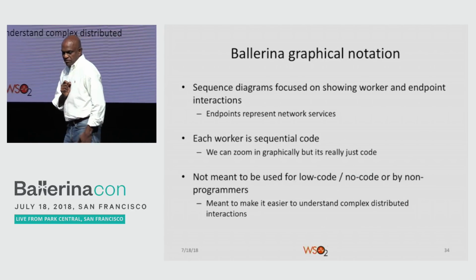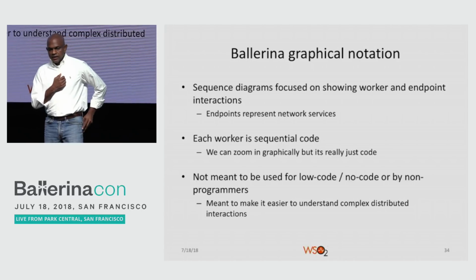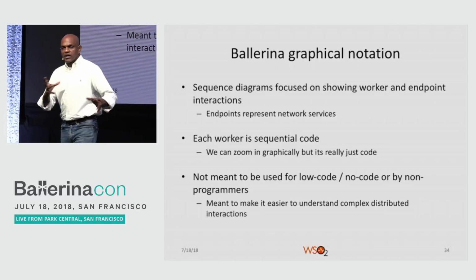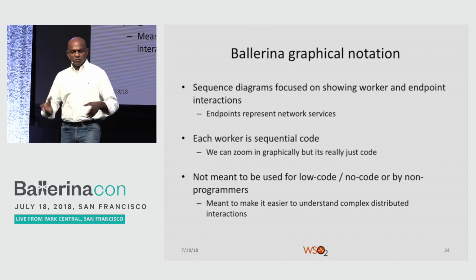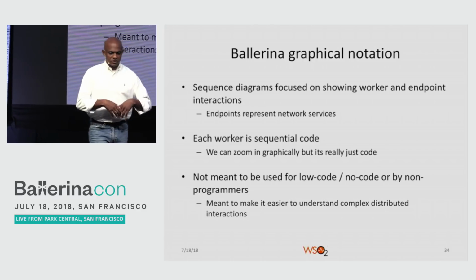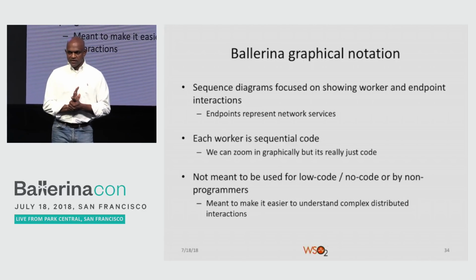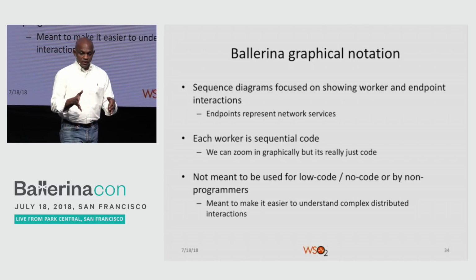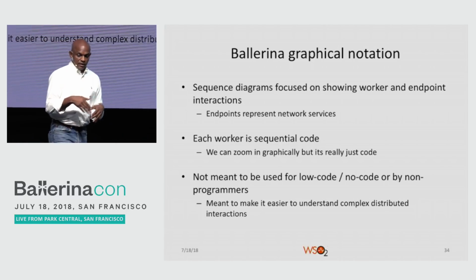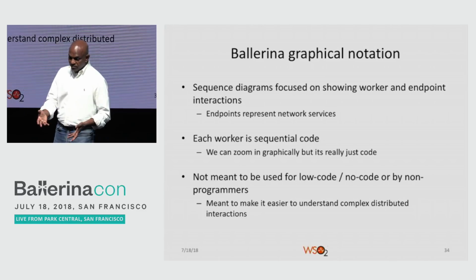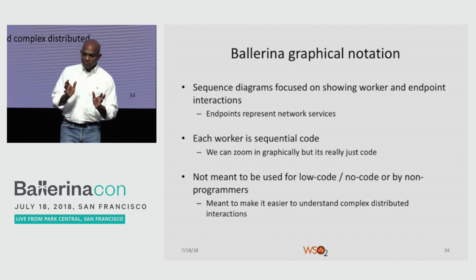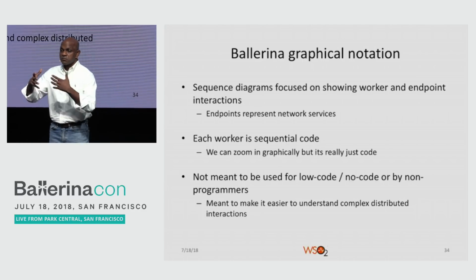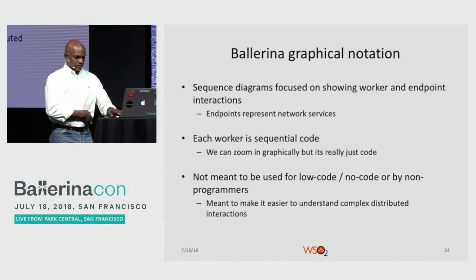So just a quick comment about the graphical notation and the objective of the graphical notation. There's all these low-code kind of environments. There's everything from Boomi to Jitterbit to SnapLogic to all kinds of stuff. That's not what we're trying to do with Ballerina's graphical notation. It is a programmer's graphical notation. It's a sequence diagram. Each worker is just regular code, so you can go into whatever level of detail, but we're not trying to make it a non-programmer's tool, right? Ballerina is a programming language. The picture is a programmer's tool, not for non-programmers.